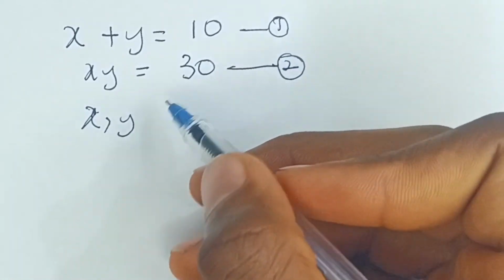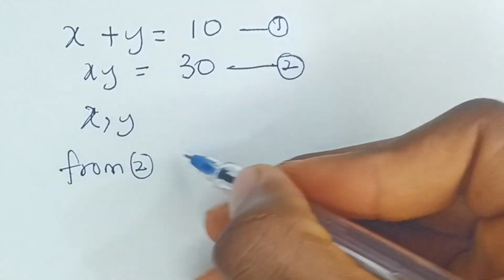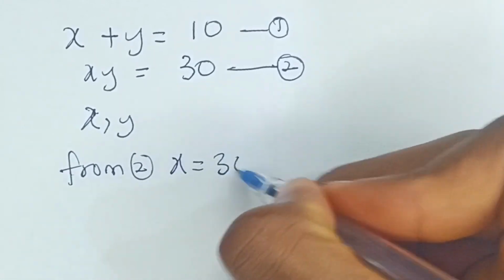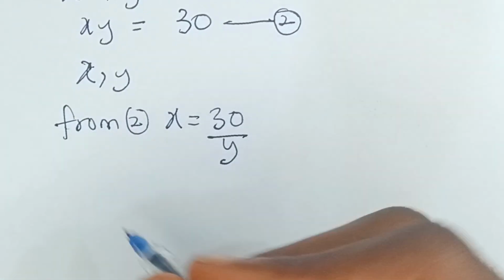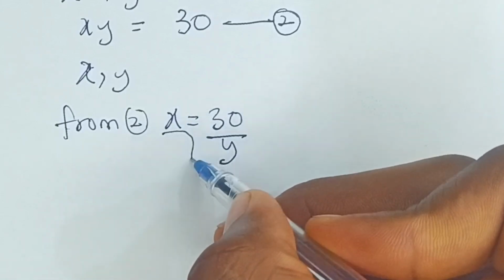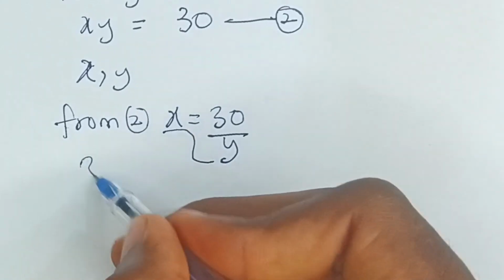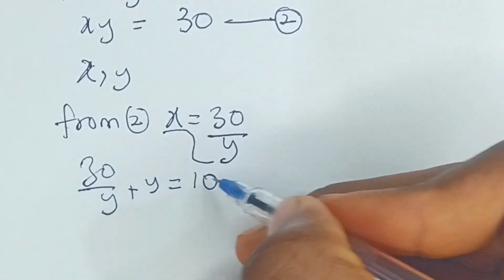From equation 2, we can say that x is equal to 30 divided by y. Alright. Now, from here, let's substitute x for 30 divided by y in equation 1. So we have 30 over y plus y is equal to 10.